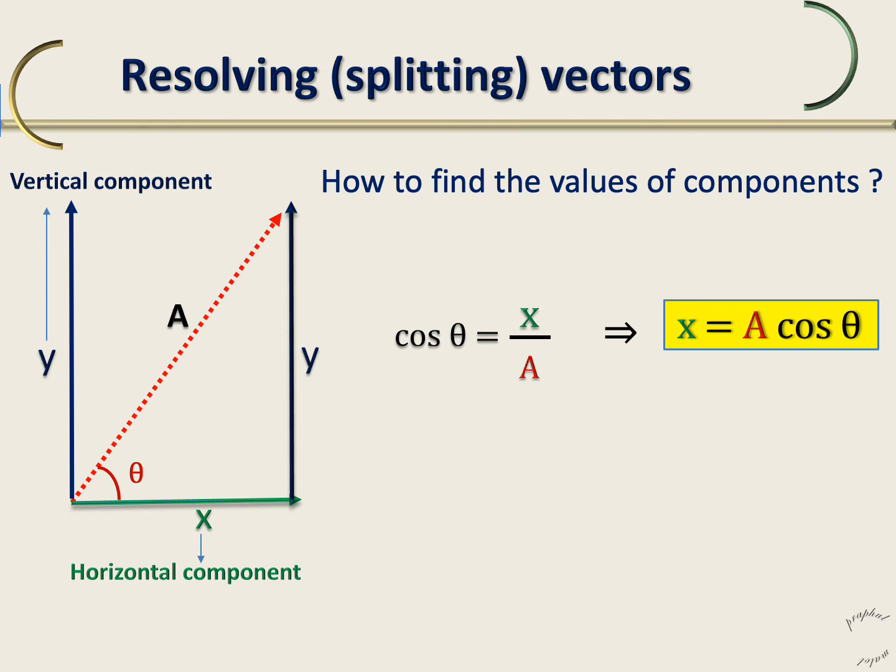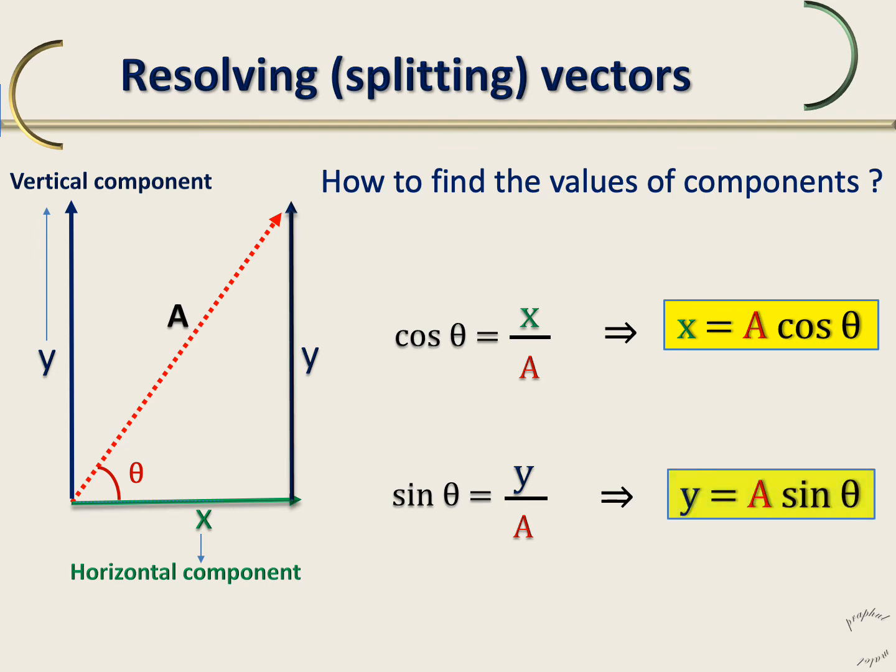Now in order to find y, I am using sin theta because y is opposite to the angle. So sin theta will be opposite over the original hypotenuse, that's the original vector A, and you get y equal to A sin theta. This is how you find the value of the components. But every time drawing a triangle and finding the value will be very difficult.